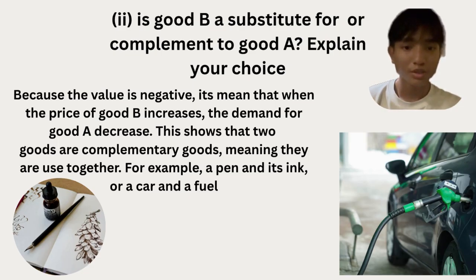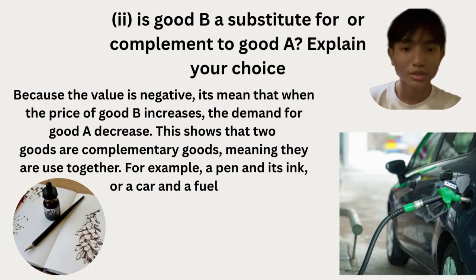Okay, this is interpreting the result. My goal is to explain what the calculated CPED value tells us about the relationship between the two goods. The question is, is good B a substitute for or a complement to good A? The sign of the CPED determines the relationship. Positive CPED, the goods are substitutes, like Coke and Pepsi. Negative CPED, the goods are complements, like car and fuel.